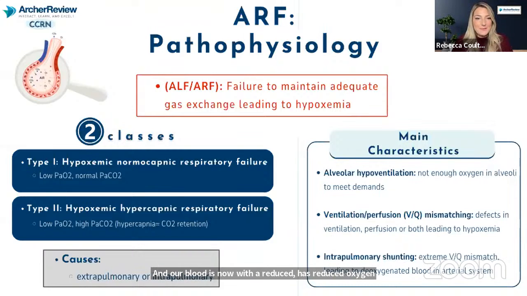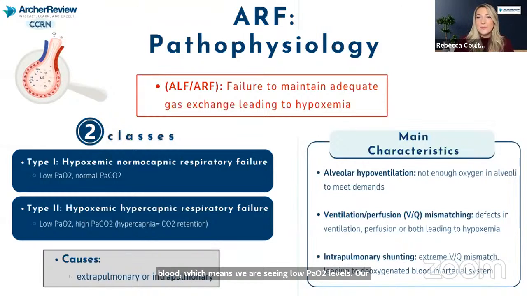We're hypoxemic. We have two classes of respiratory failure. We have type 1, which is hypoxemic normocapnic respiratory failure, and type 2, which is hypoxemic hypercapnic respiratory failure. So let's define some of these terms. Either way, we are in hypoxemia. We do not have enough oxygen in the blood, which means we are seeing low PaO2 levels. Our plasma oxygen content in the arterial system is low.